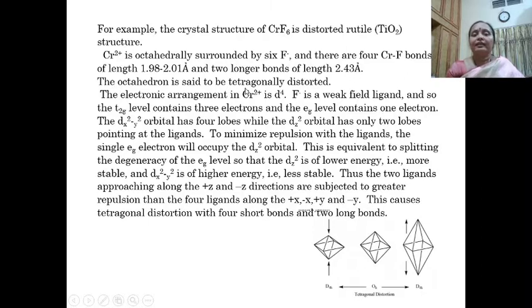The octahedron is said to be tetrahedrally distorted. If we look at the electronic arrangement of chromium 2 plus, it is d4. F minus is a weak field ligand. So the t2g levels contain 3 electrons and the eg level contains 1 electron.